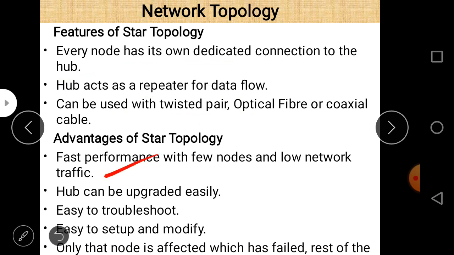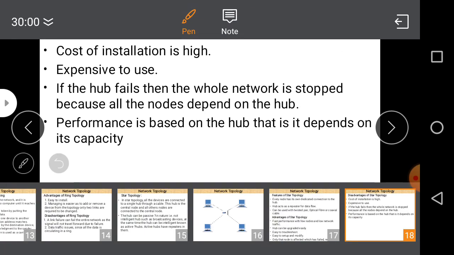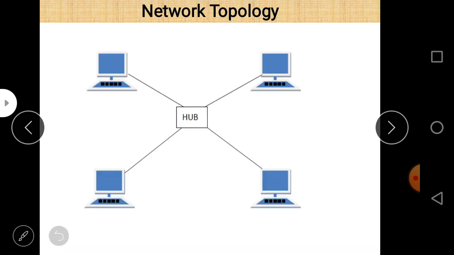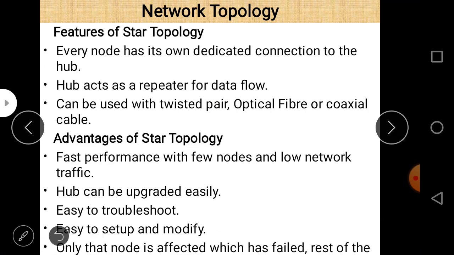Fast performance. Hub can be upgraded easily, easy to troubleshoot. We can find out where the problem is, and easy to set up and modify. Only that node is affected which has failed. Rest are unaffected in star topology. So that is a big advantage of star topology. If problem is in this line, then only this computer will be affected, and other three computers work normally.